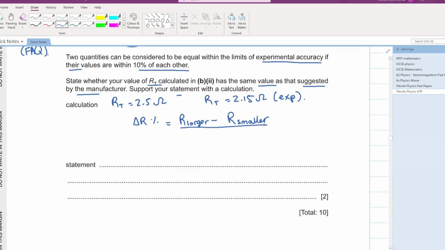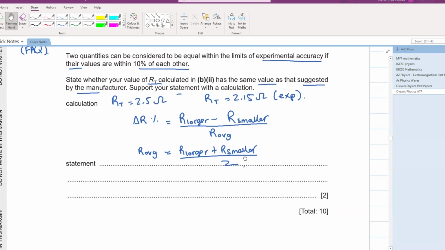Larger value of R minus the smaller value of R, divided by the R average. Now, how will you calculate R average? Very easy. R average is the larger value of R plus the smaller value of R, divided by 2. So these two formulas you need to remember.